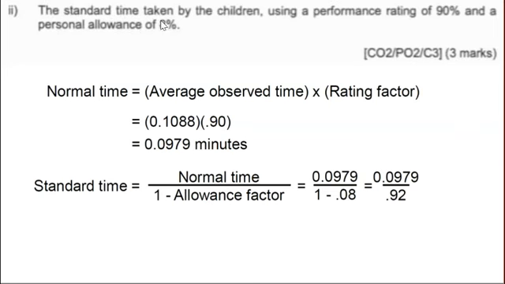Okay. And then the standard time, in which we have the normal time here. The allowance factor is 8%. So 0.0979 divided by 1 minus 8%, 0.08. So we get 0.1064 minutes for this question.